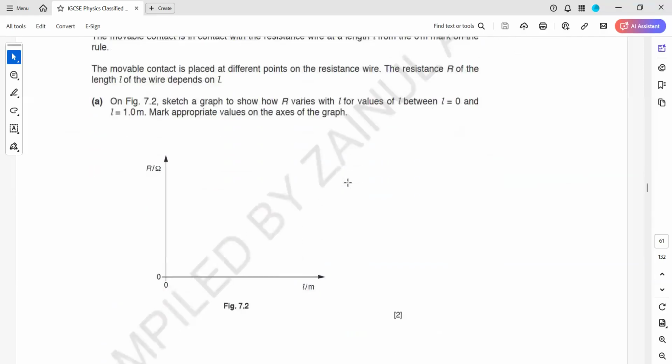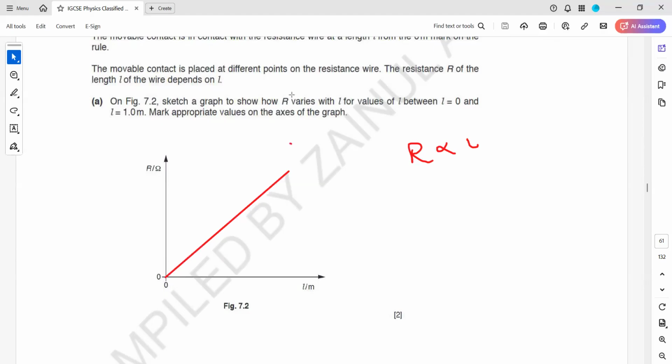Now in figure 7.2, sketch a graph to show how the resistance R varies when length is equal to 0. Resistance and length are directly proportional. If two quantities are directly proportional, what should be the shape of the graph? It will be a straight line. And another thing, it should start from the origin, because two directly proportional quantities must give a straight line that starts from the origin. And then we mark an appropriate value here.